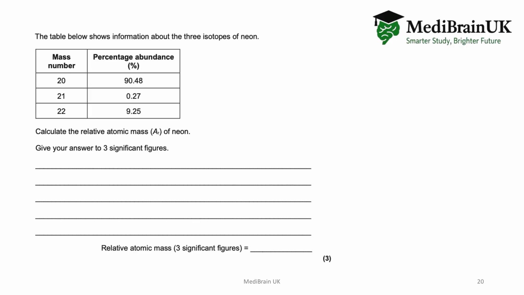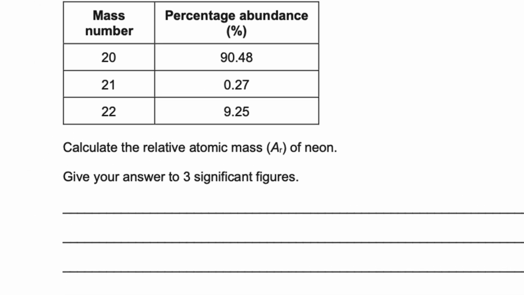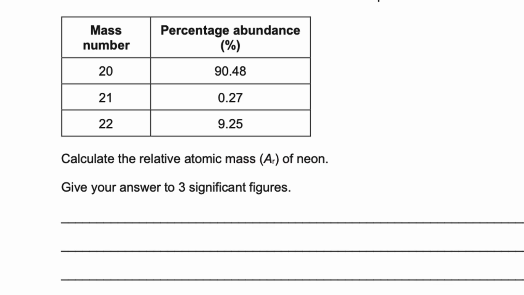So this is probably a standard question that you could get asked on isotopes. Remember, when we're looking at isotopes, they have the same number of protons and electrons, but a different number of neutrons. When you're given this table, the key trick for a question like this is you're going to multiply the mass number against the percentage abundance for each of them, add them together and then divide it by the total percentage.